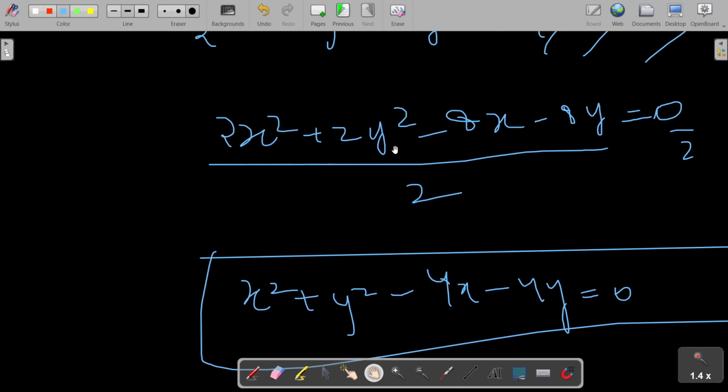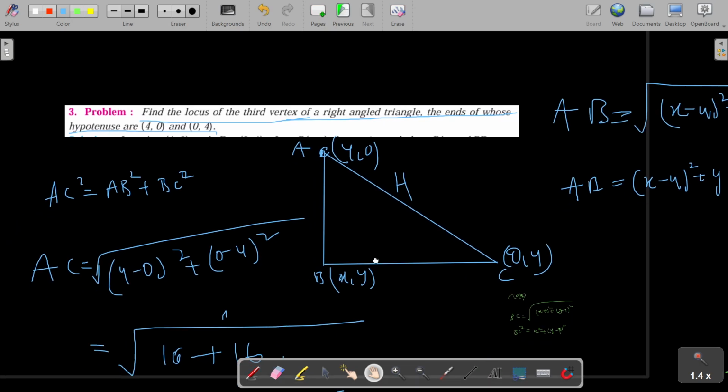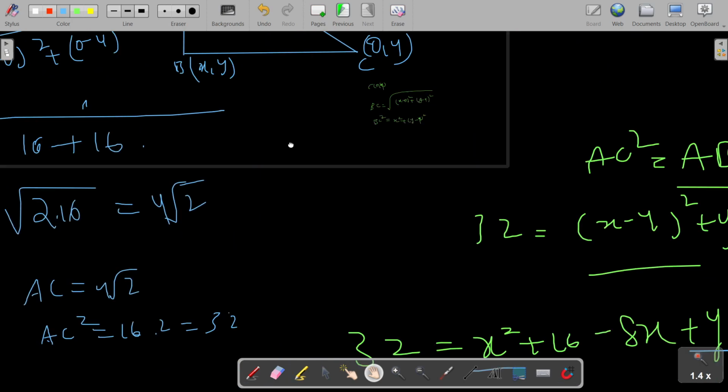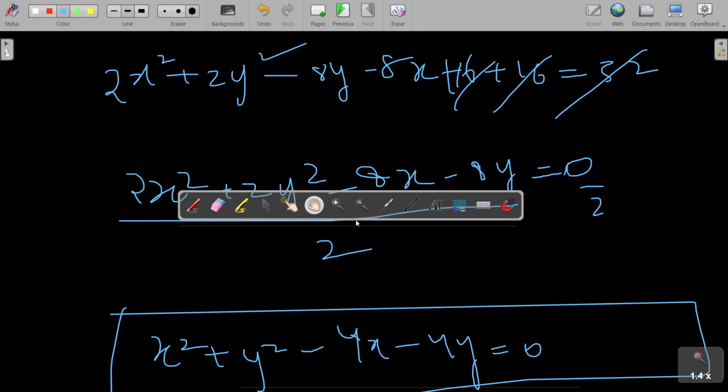The locus of this right angle triangle, sorry, not the right angle triangle, but the points representing the right angle triangle, and the locus of the third vertex point from these two hypotenuse points is a circle. This represents a circle.